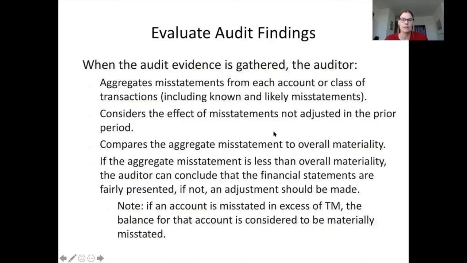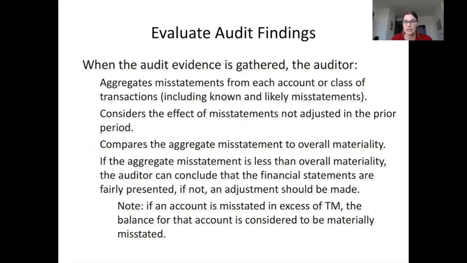Okay, so that's what it's talking about here: at the end of the day, we aggregate the misstatements from each account or class of transactions. So this is kind of how we're looking down at the columns, like overall, how is total assets affected? How is total liabilities affected? How is net income affected in the aggregate from all these errors? Then this kind of talks through the process of you'll compare all those misstatements in the aggregate to overall materiality.